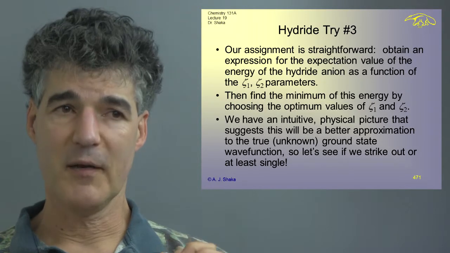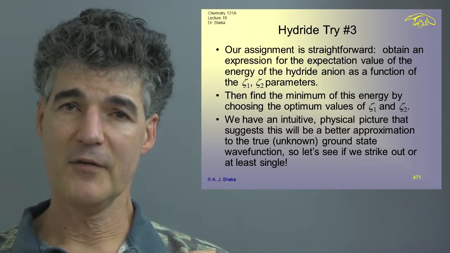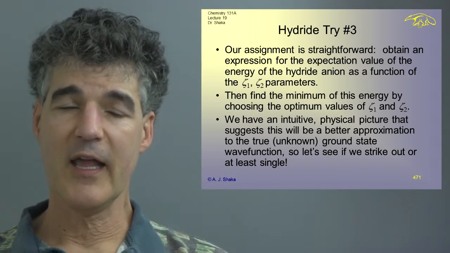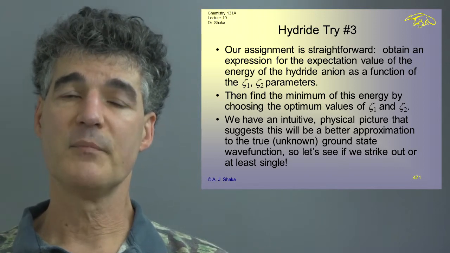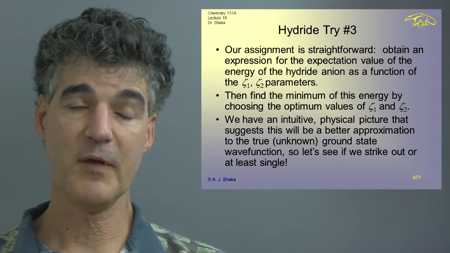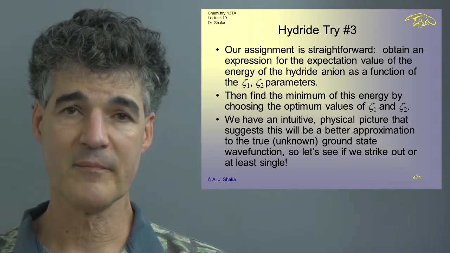Okay, here's our assignment then. We have to obtain an expectation value expression for the energy of the hydride anion, and it should be an energy functional which depends on zeta 1 and zeta 2. And that could be a very messy formula. We don't know exactly how that's going to come out.